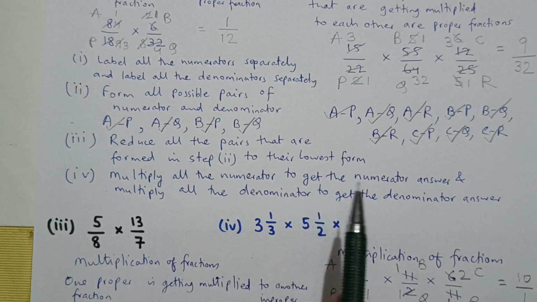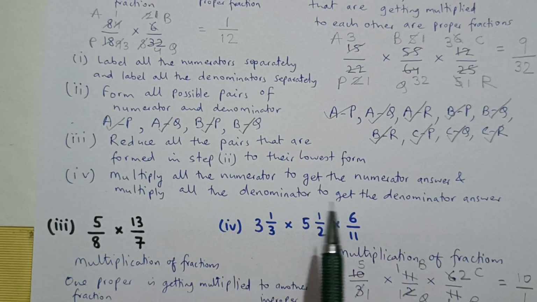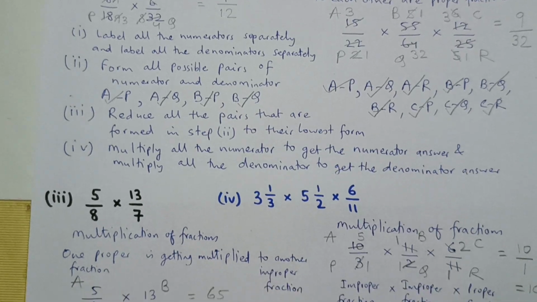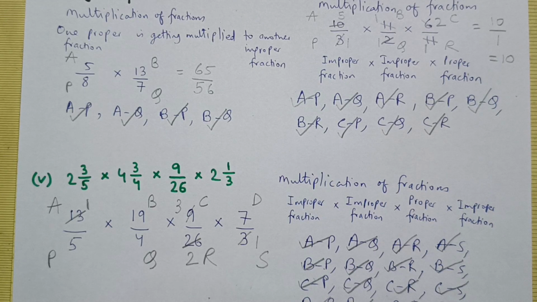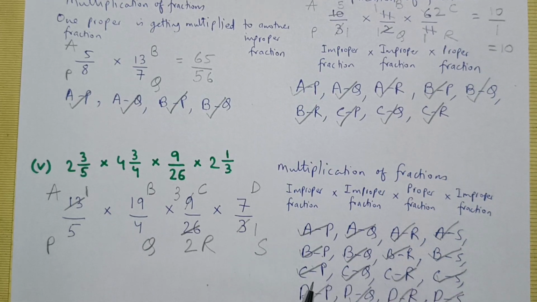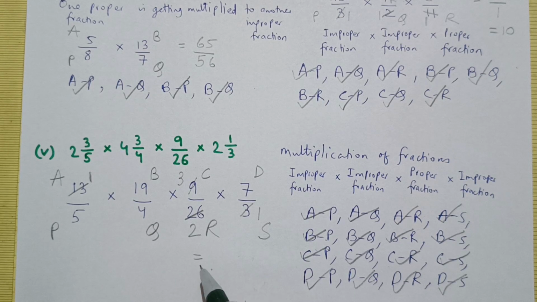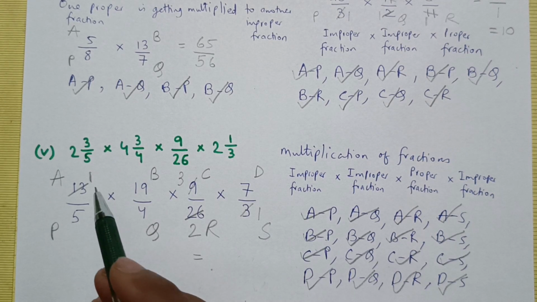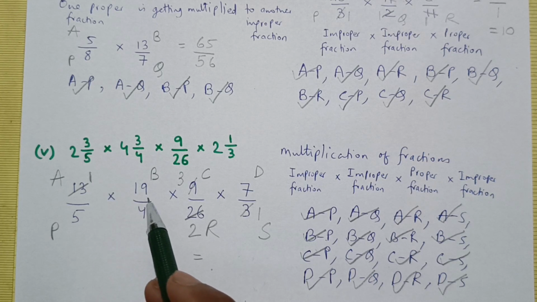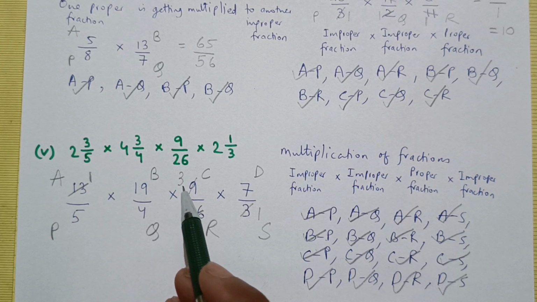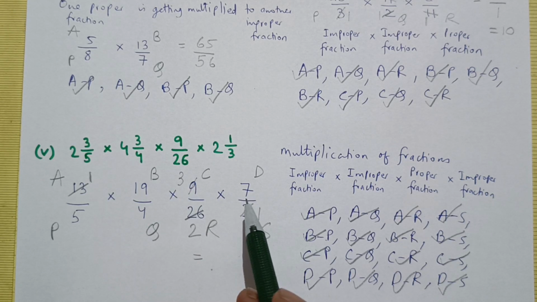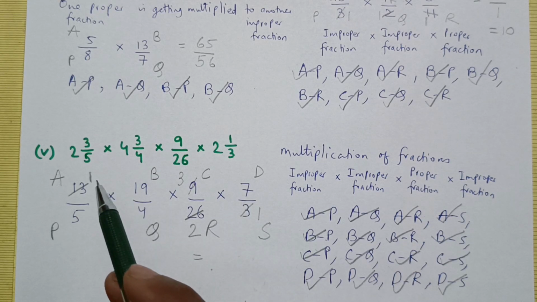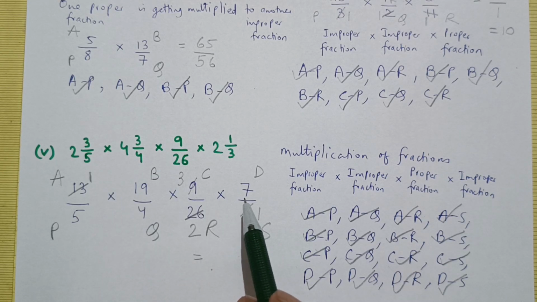multiply all the numerators to get the numerator answer and multiply all the denominators to get the denominator answer. So let us do that. We will write the answer over here. The numerators we will multiply first. So the numerators are now 1, 19, 3 and 7. These are the numerators. So we will multiply them to get the numerator answer. So 1 into 19 into 3 into 7.